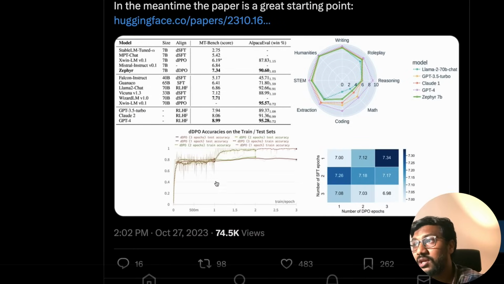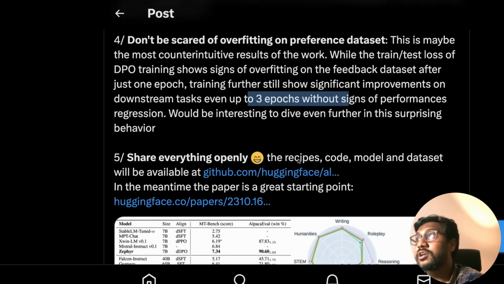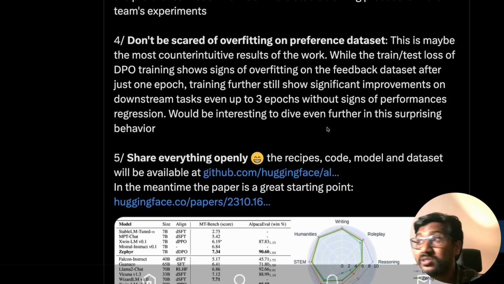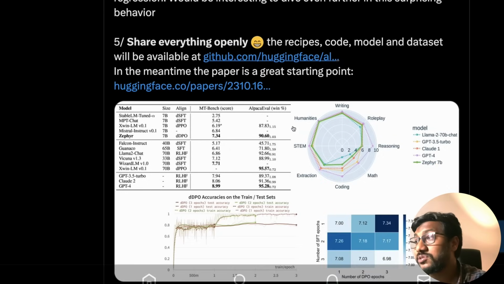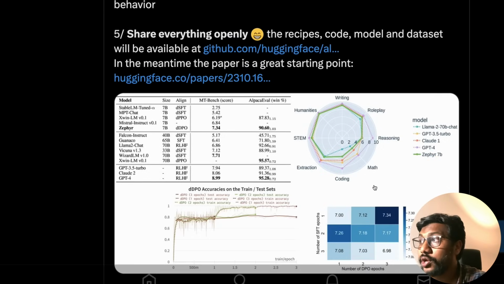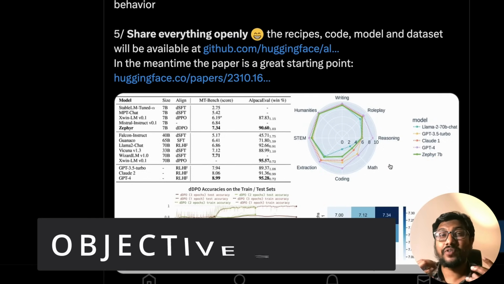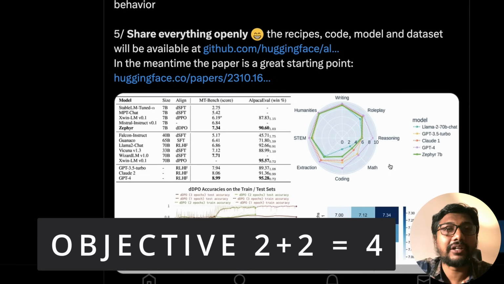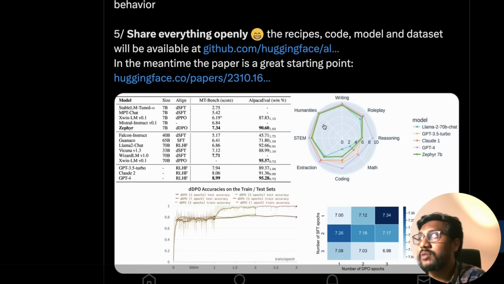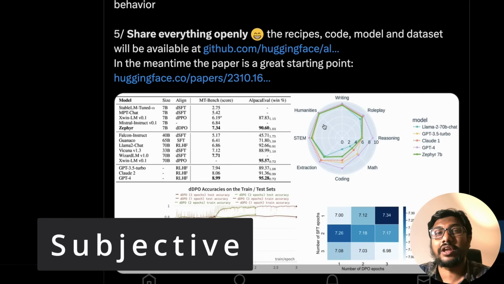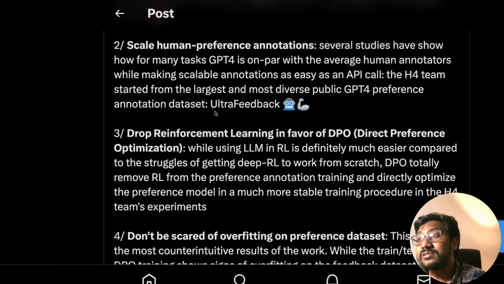And that's what you're seeing. One epoch starts overfitting, but they went ahead with three epochs and there were no signs of performance regression. This is definitely a behavior that requires deeper understanding. Personally, this could be one reason why you would not see really good results on coding and math, which are very objective, well-defined tasks. On the other hand, these are quite subjective; you can have different tastes, different flavors, and different preferences. All these reasons are really good.